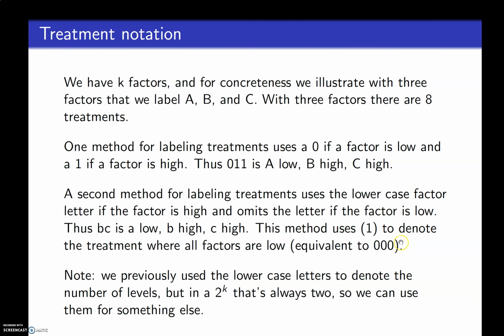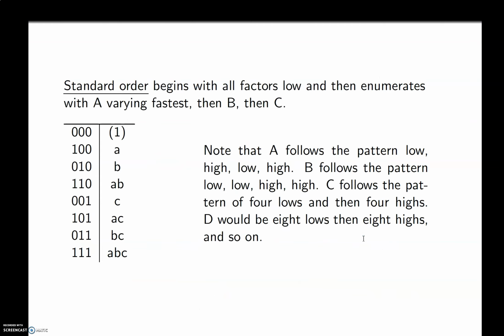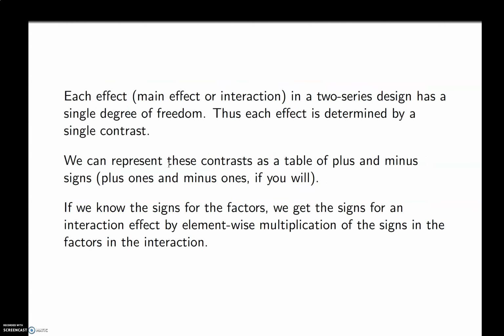If you use this method, 1 here is equivalent to 0, 0, 0. It's when all the factors are at their low level. Okay, so we can use either notation in class. I don't know, we'll see which one ends up being preeminent. So the standard order starts with all the factors low, and then it enumerates. You could go in really any order, but it kind of makes sense to go A, B, and then C. Okay, so take a look. Make sure you understand how these 2 notations align and how they work. Please ask me in class if you have questions.